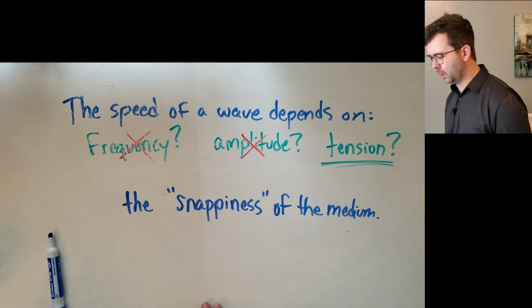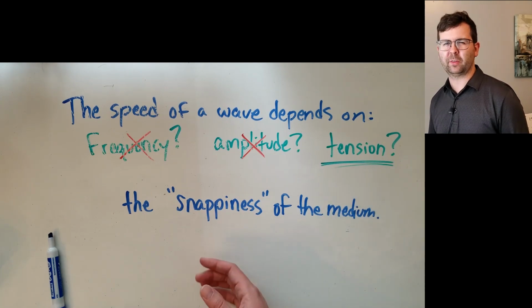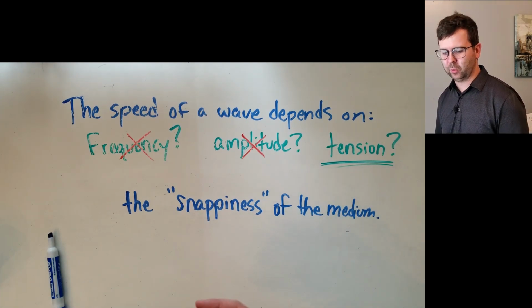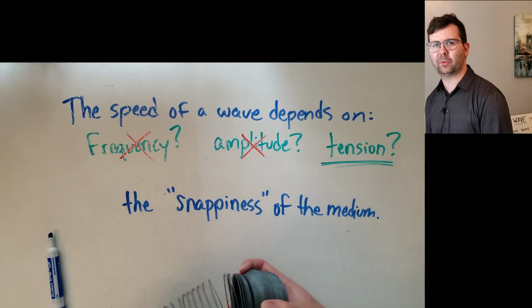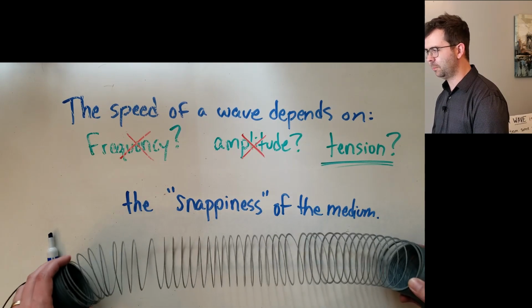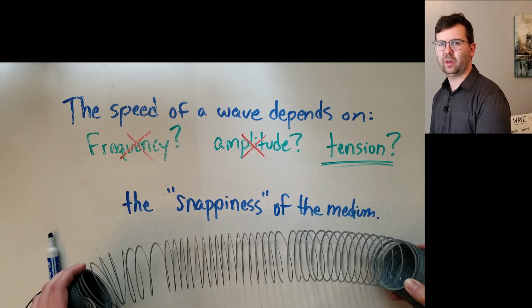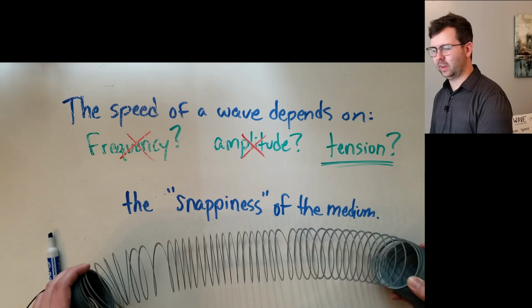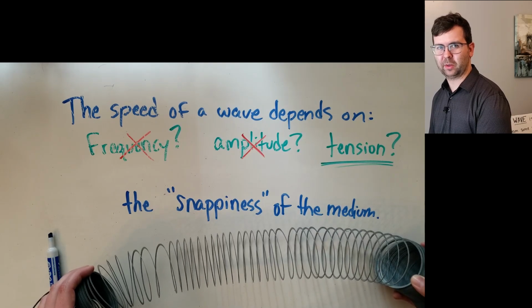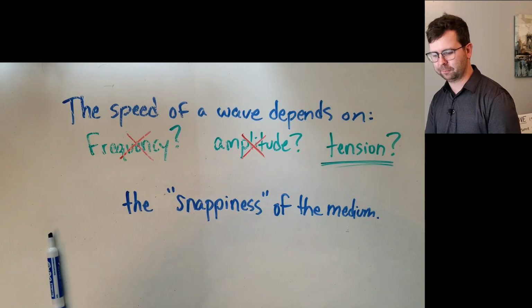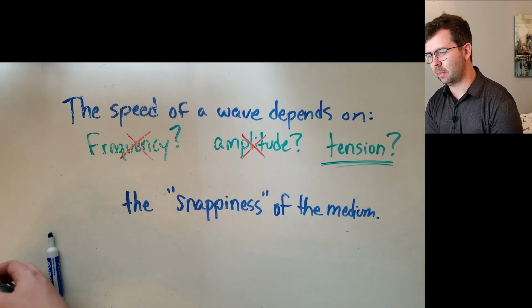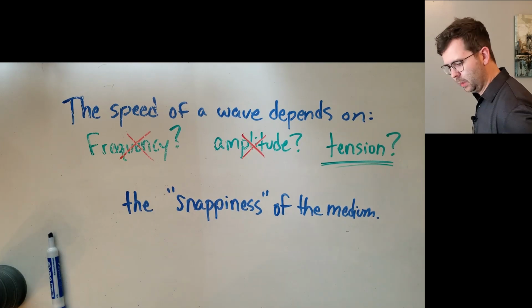And the snappiness depends on the tension, but it also depends on the mass of the medium too. So if I had a slinky that instead of being made of metal was made of plastic, but I put it at the same tension, the plastic is less mass. And so it's easier to accelerate, and it would probably go a little bit faster because of that, because it doesn't take as much force to get it to snap back in place quicker. So this is all that matters when it comes to the speed of a wave.